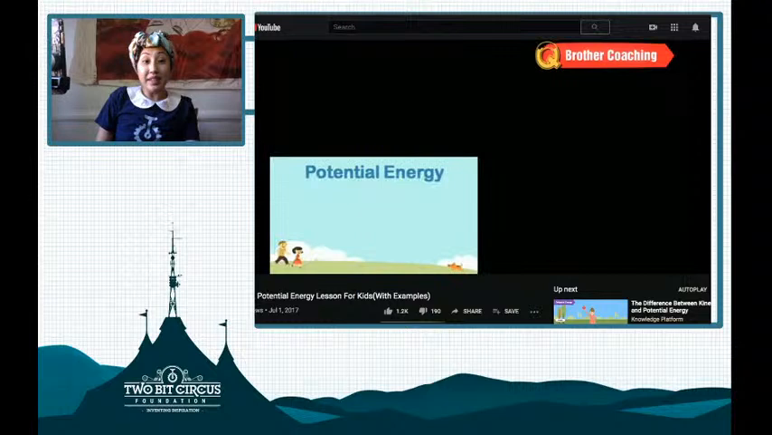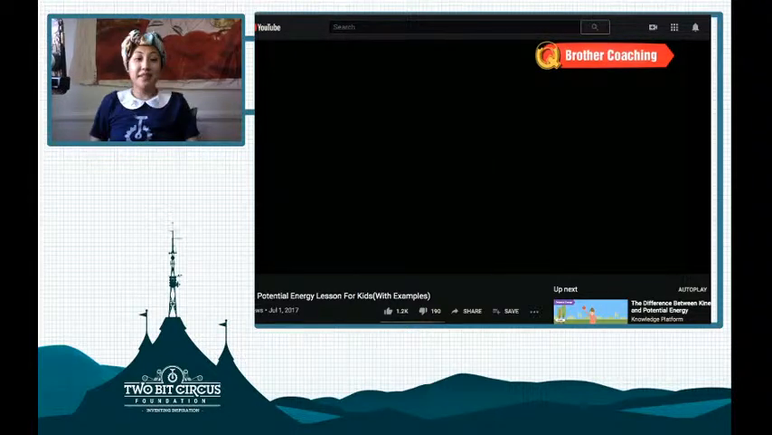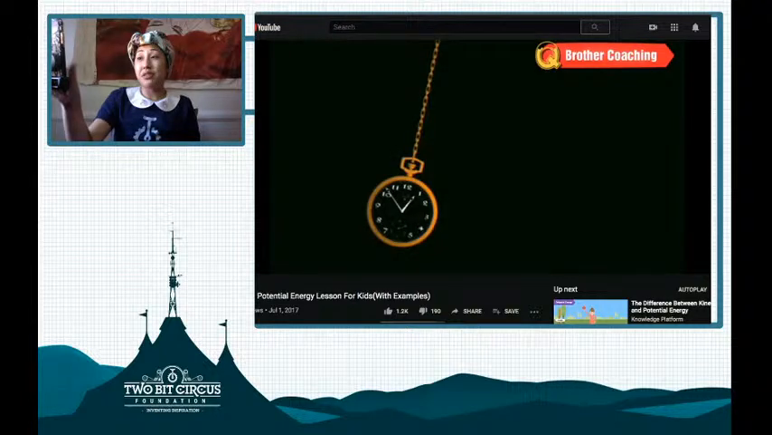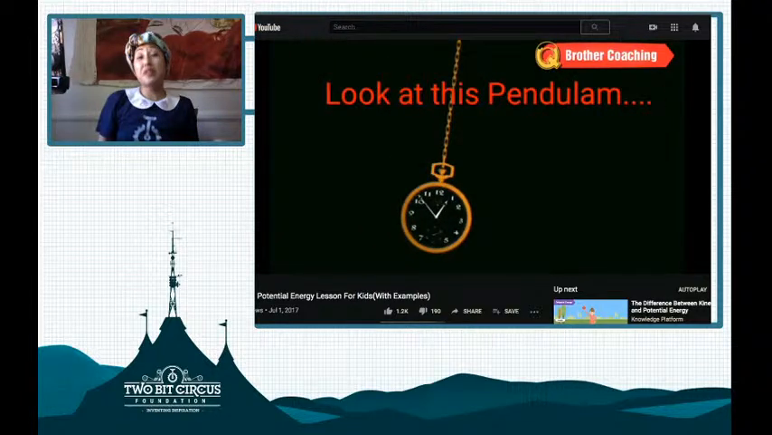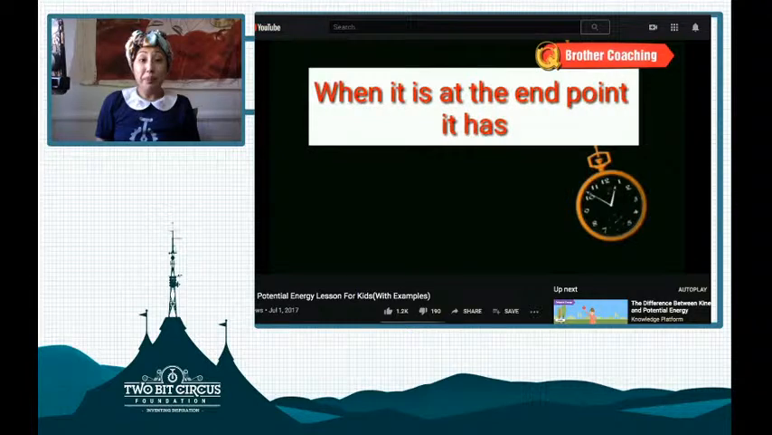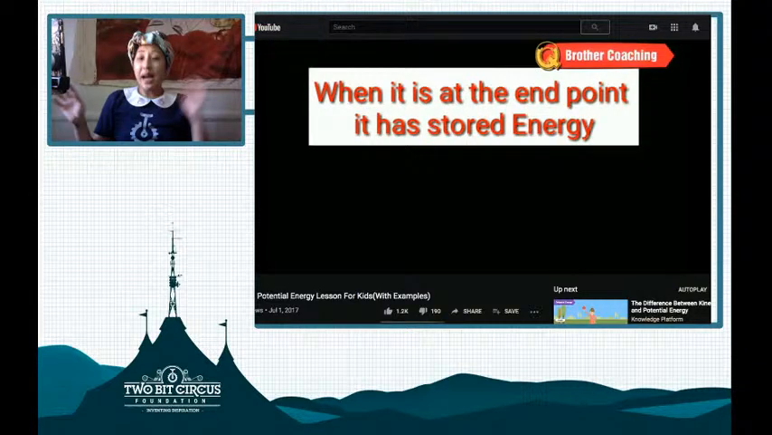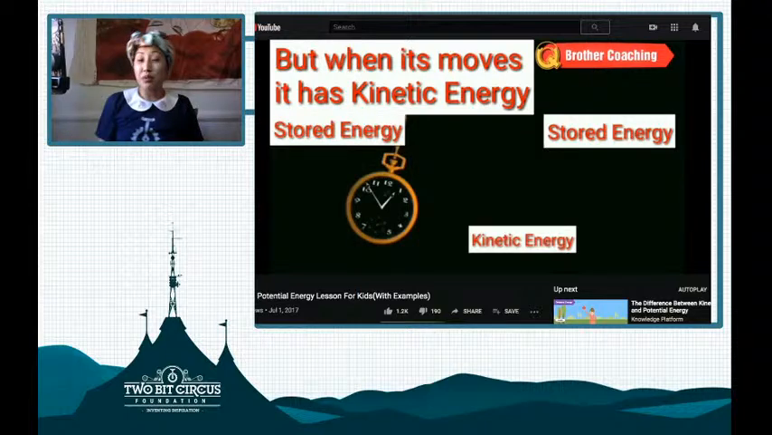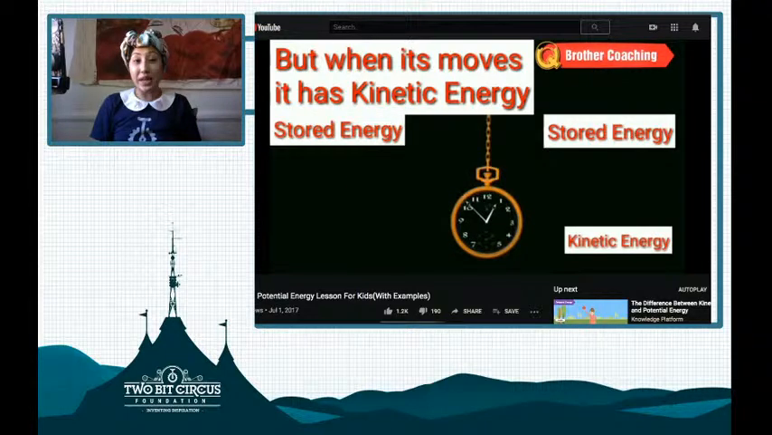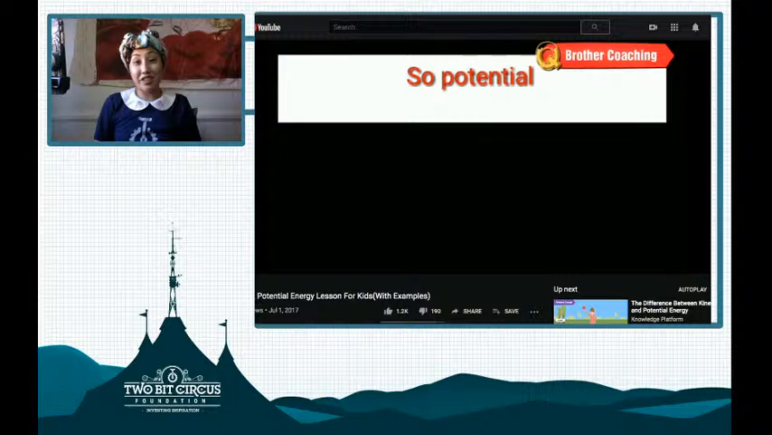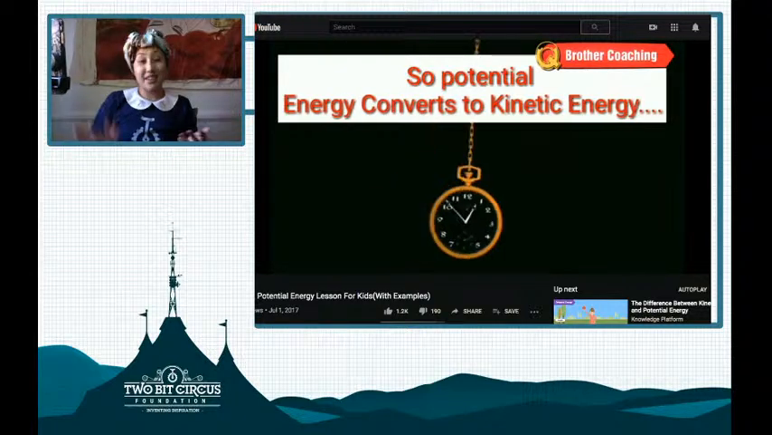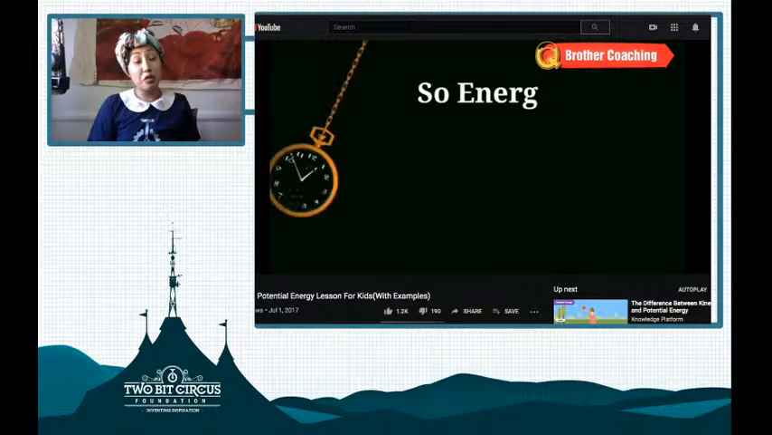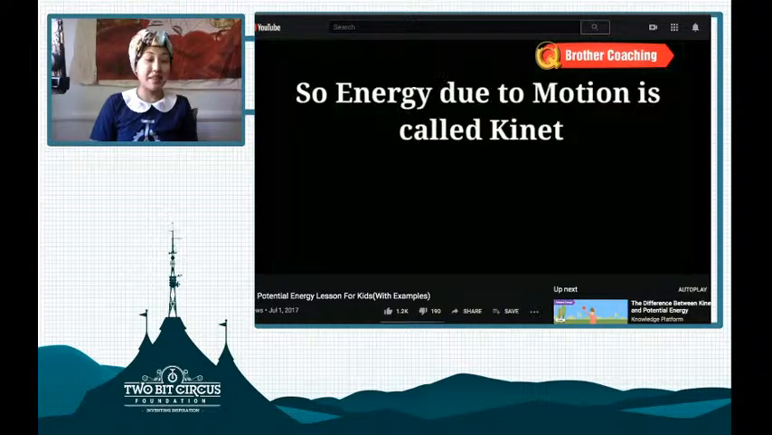Yep, stretching or compressing. So, kinetic energy, again, is energy due to motion, my friends. So for this pendulum, for example, when it's at its two highest points, that's where it has its stored energy. However, when it's swinging back and forth at that low point, that's where it's got its most kinetic energy. So, potential energy converts to kinetic energy whenever an object moves. But remember, it has to be in movement in order for kinetic energy to be there.